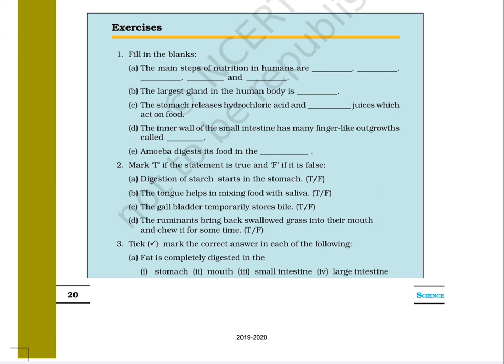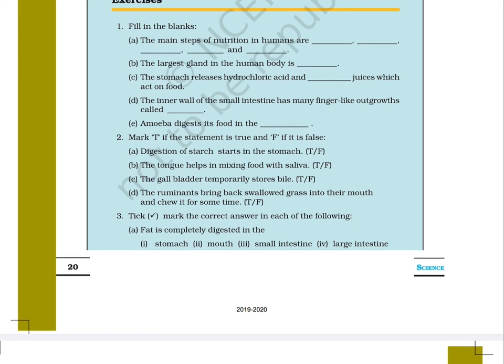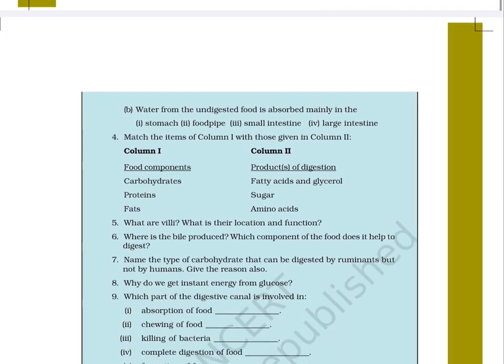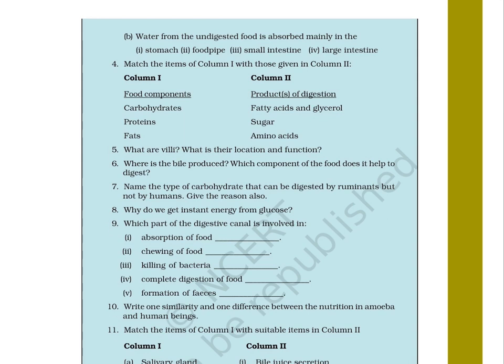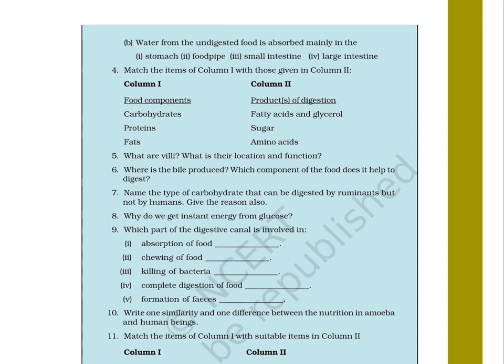3. Tick mark the correct answer from the options given. A. Fat is completely digested in the 1. Stomach, 2. Mouth, 3. Small intestine, 4. Large intestine. Page 21. B. Water from the undigested food is absorbed mainly in the 1. Stomach, 2. Food pipe, 3. Small intestine, 4. Large intestine.